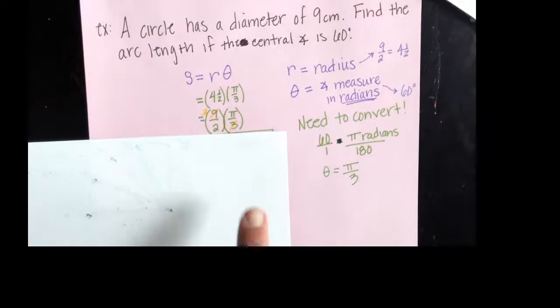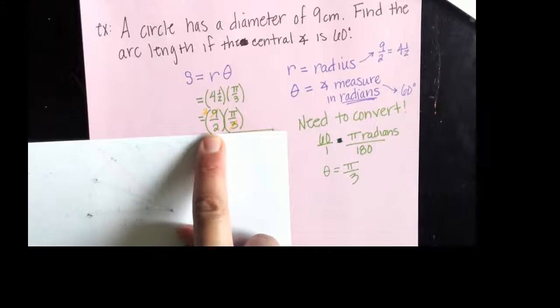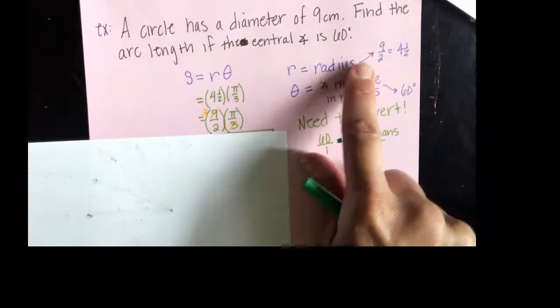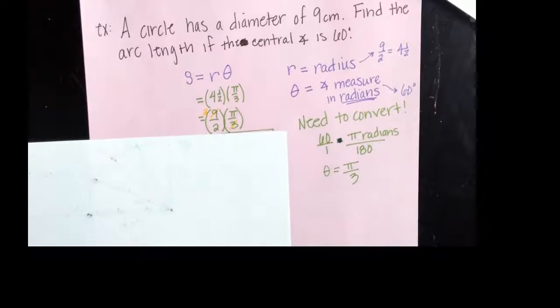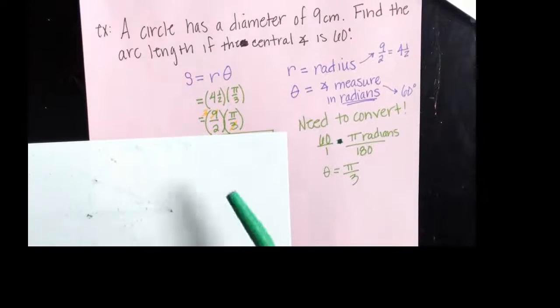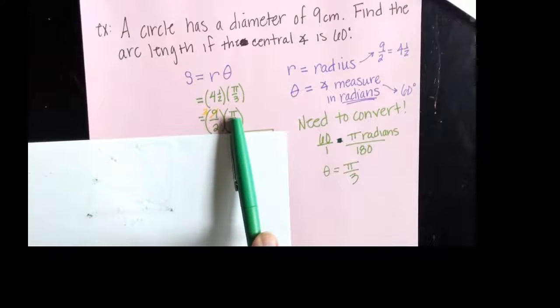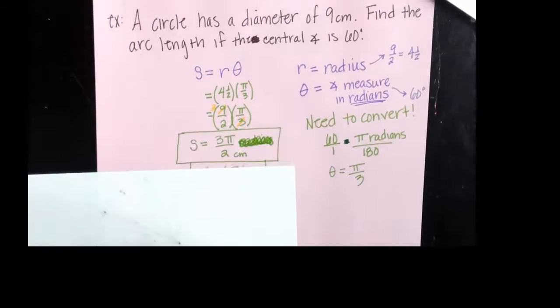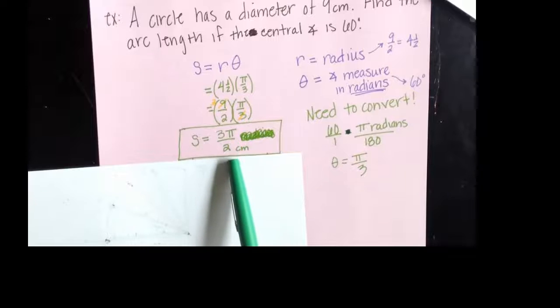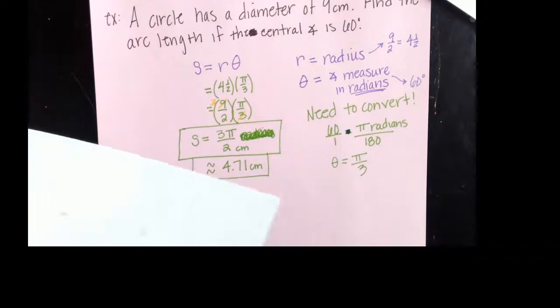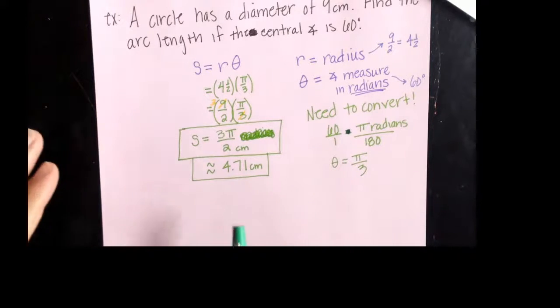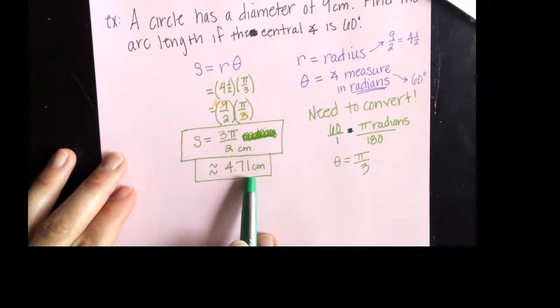I did move it back to 9 over 2. That way I can cross cancel a little bit better. I did the mental math instead of in the calculator. So we end up with 3 times pi over 2. And we have 3 pi over 2. Again, that is in centimeters because we already converted to radians. And if we wanted to multiply pi in, it's that 4.71.